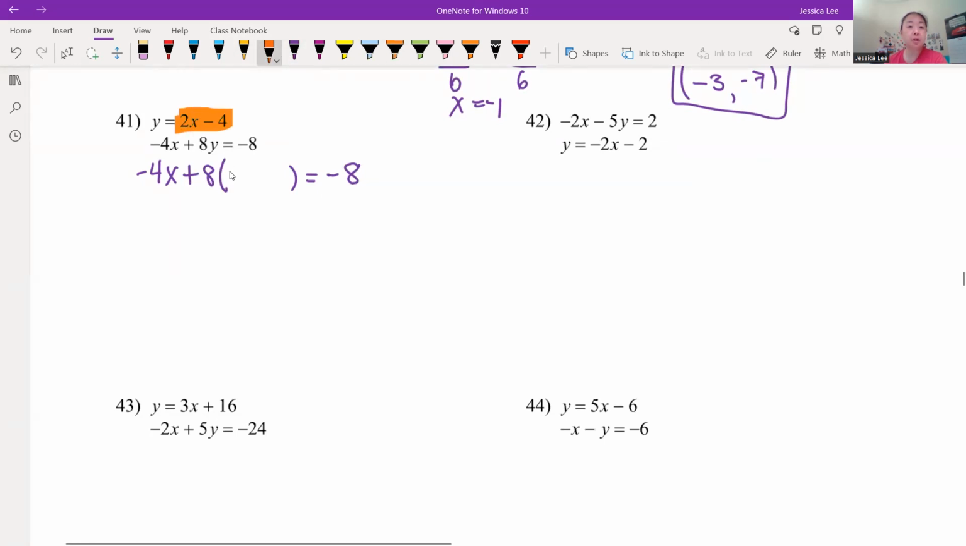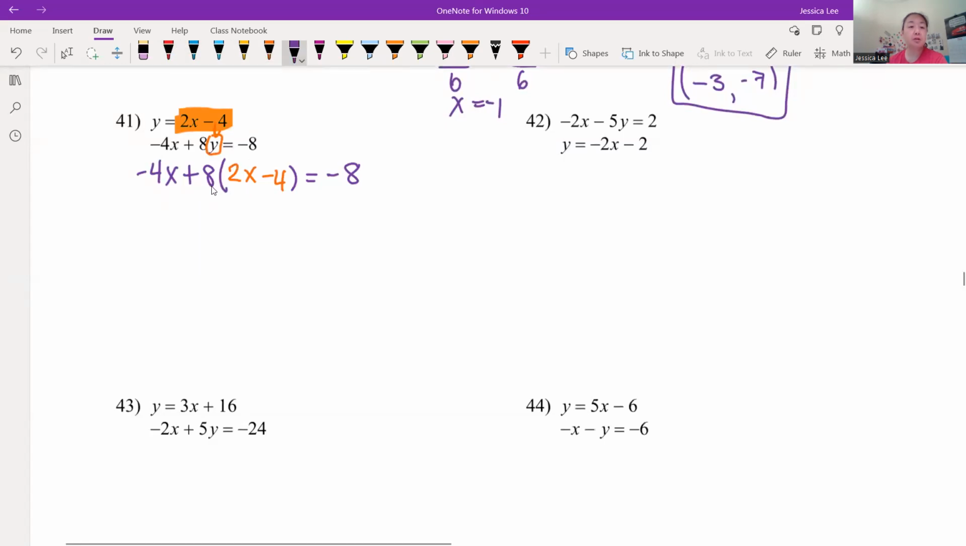So instead of y, we're going to take out y and put 2x minus 4. The reason why we do that is so that we have just one variable now, and we know how to solve these. We've done this like a bazillion times, right? So instead of this y right here, we're just going to plug that in. Let's go right in there. Okay, now let's solve this.